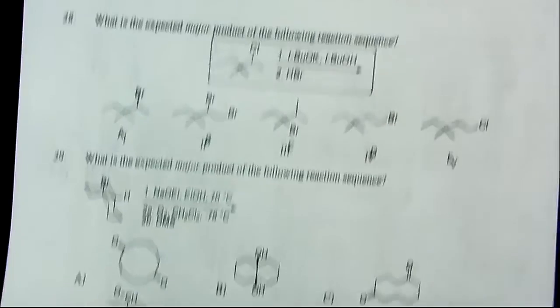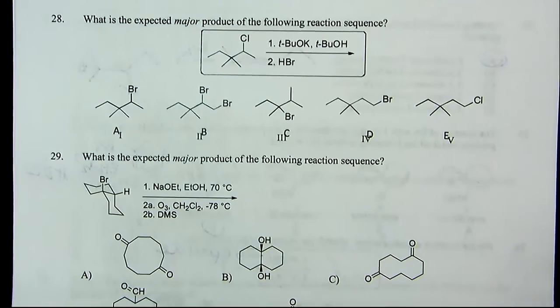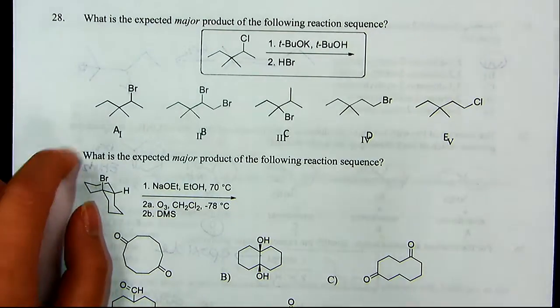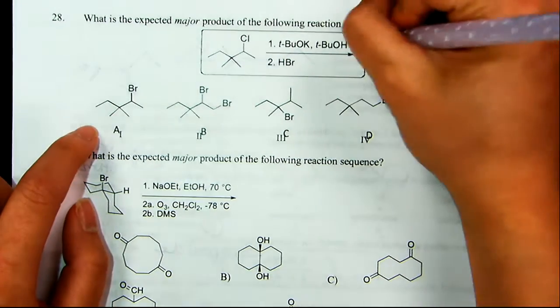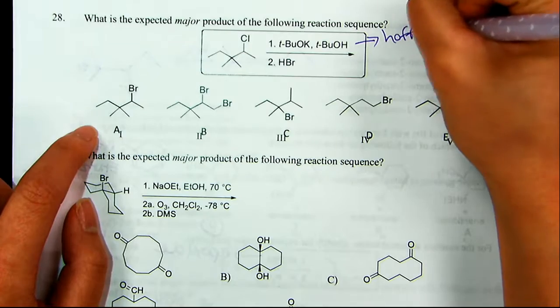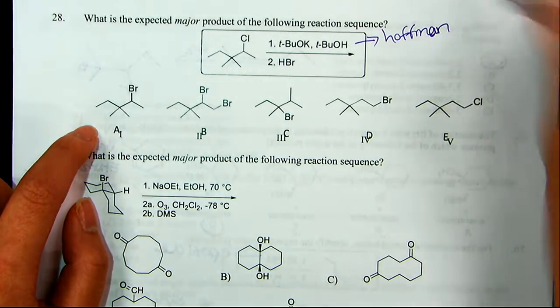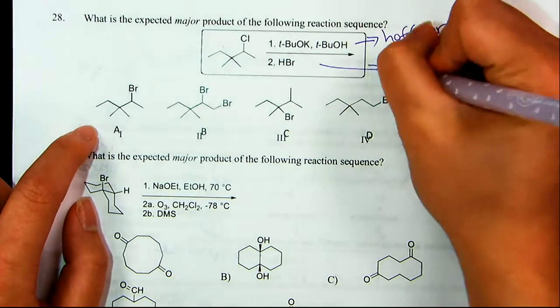Number 28. What is the expected major product of the following reaction sequence? So we have a trimethylamine oxide that's going to eliminate to give our Hofmann product. We get a Hofmann product on the less substituted side. And with HBr, we're going to add it to the more substituted.